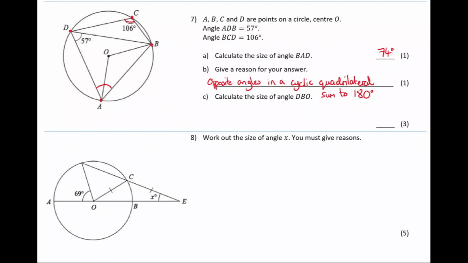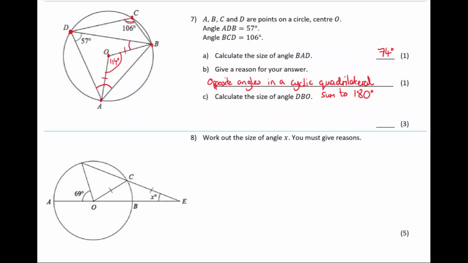Okay, BDO, angle DBO, that's that angle there. Now for this one, we're going to have to use another circle theorem, and it's the angle at the centre is twice the angle at the circumference. So the angle here is twice the angle at D, so we've got 114 degrees.